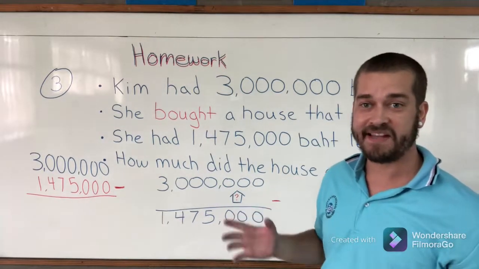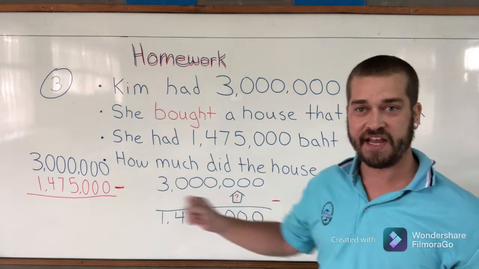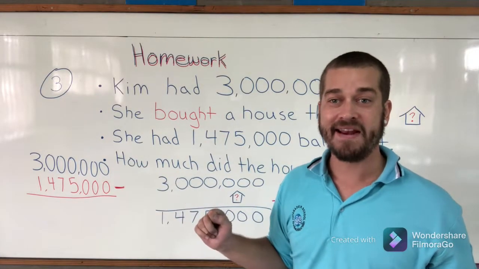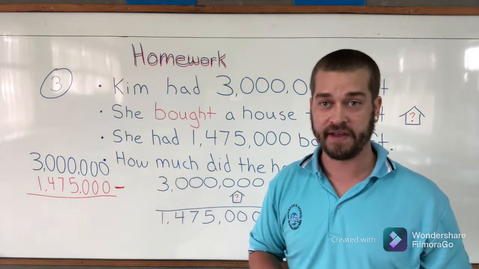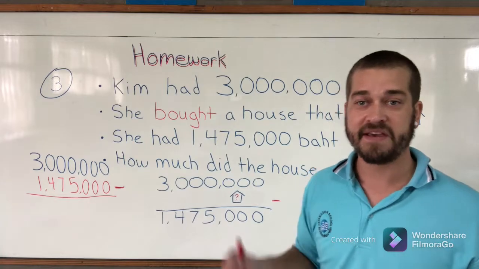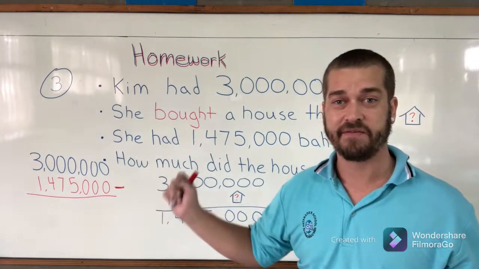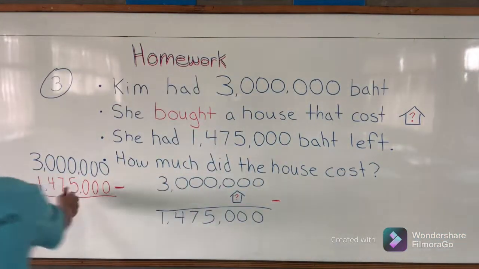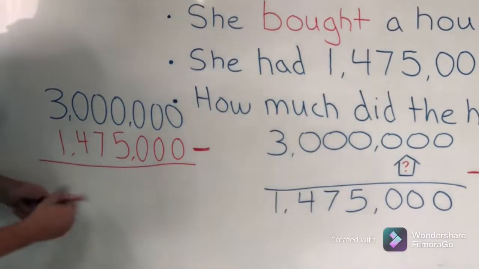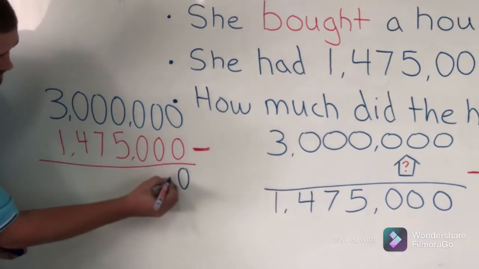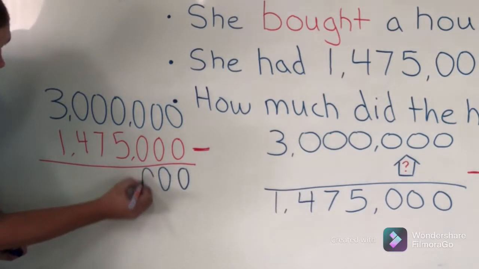So because of fact statements, I can take this equation and change it to this equation. So we have 3 million minus 1,475,000. Okay, this should be pretty easy by now because we have our final equation right here. So 3 million minus this number. Well, 0 minus 0 is just 0. 0 minus 0, 0. 0 minus 0, 0.